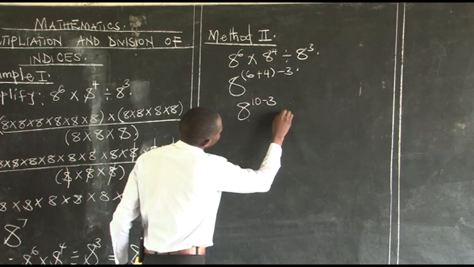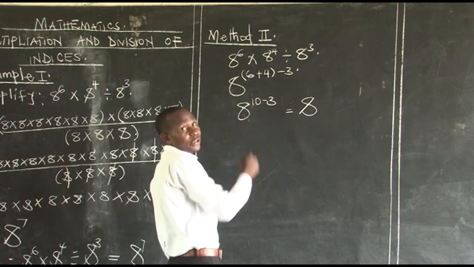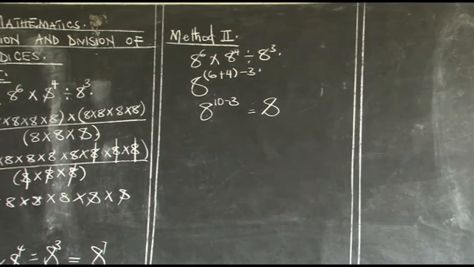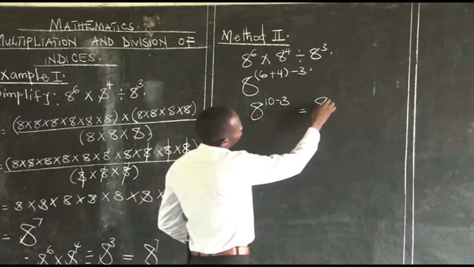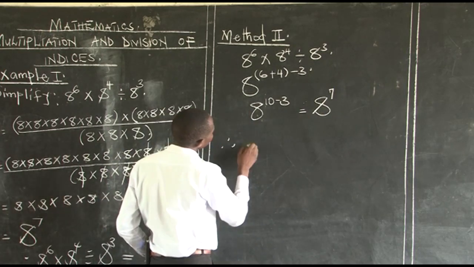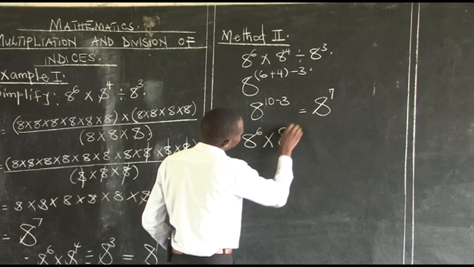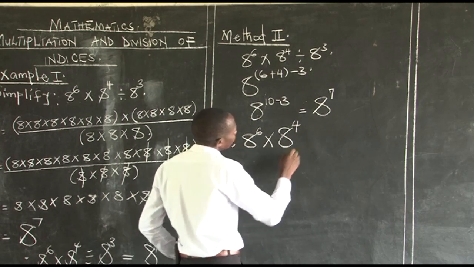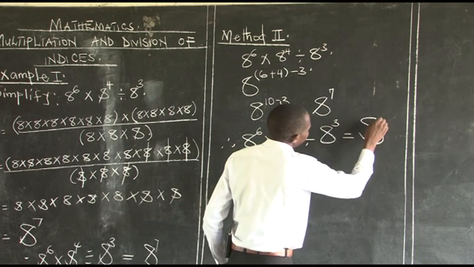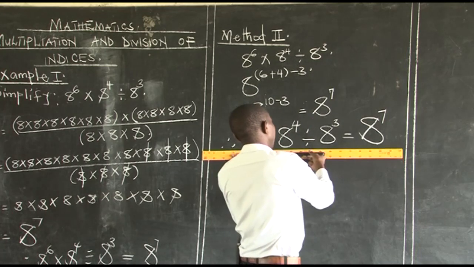This will give us 8 to power, what is 10 take away 3? 10 take away 3, we shall remain with 7. So what does it say? I'll say, therefore, 8 to power 6 times 8 to power 4 divided by 8 to power 3 will give us 8 exponent 7. Then from there, I'll have my ruler and underline my answer.